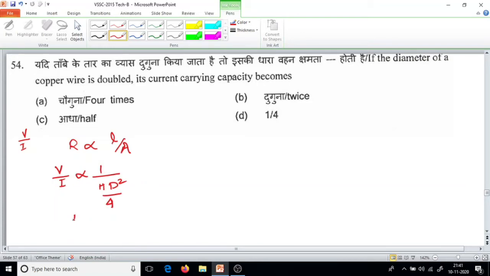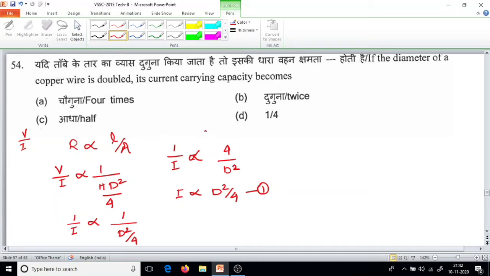Now, so we will get 1 by I because we are not bothered. We need the current and the diameter relation. Pi also we can take it out. So it will be 1 divided by d square by 4. Now 1 by I equals what? 1 by I is directly proportional to 4 by d square. So I is directly proportional to d square by 4. This is our first equation.